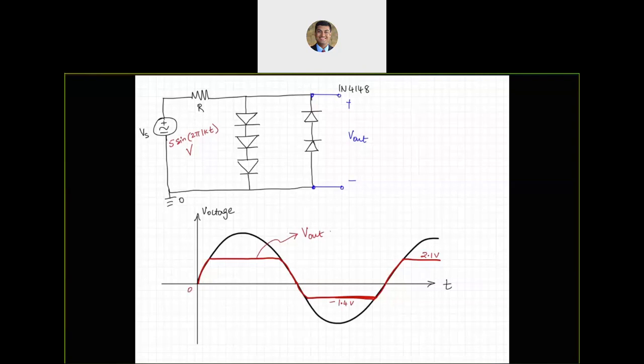Okay, so this is essentially what we talked about as a voltage limiter. As you can see, we have limited the voltage on either side, positive and negative, by having the appropriate number of diodes. So that's a voltage limiter.